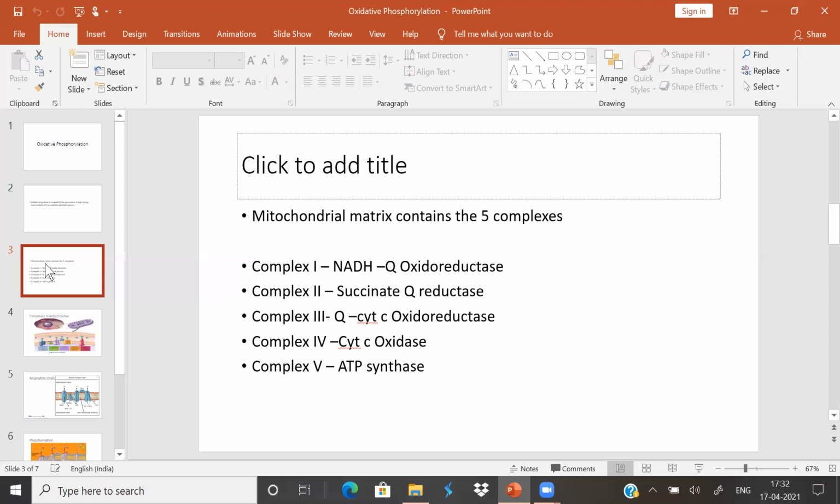All these enzyme complexes, except complex 2, sorry, except complex 1, are embedded in the inner mitochondrial membrane.